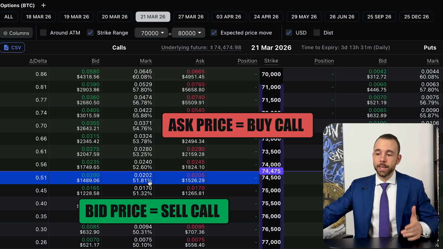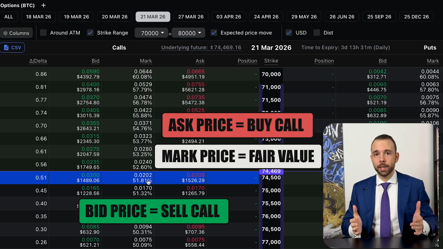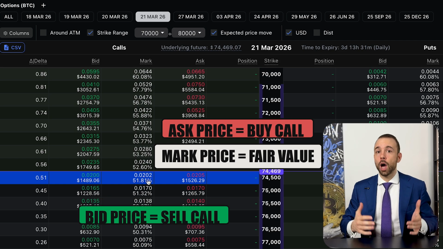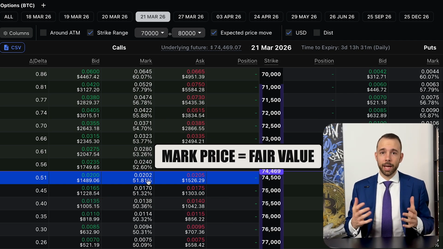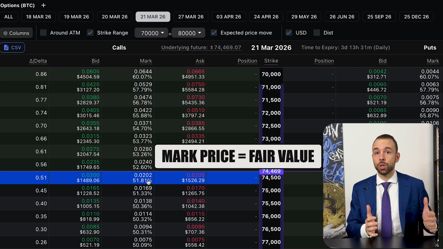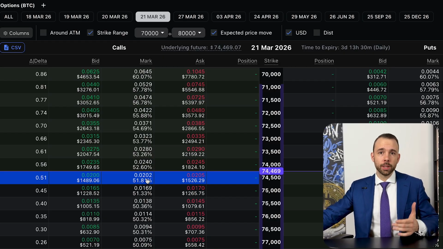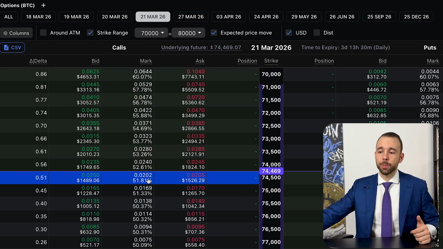And in between them, we can see the mark price. This is a theoretical or fair value of the option. So this is a great indication for you to know what is the fair value of this option right now. And almost all the time, the mark price is the price between the ask and bid price.